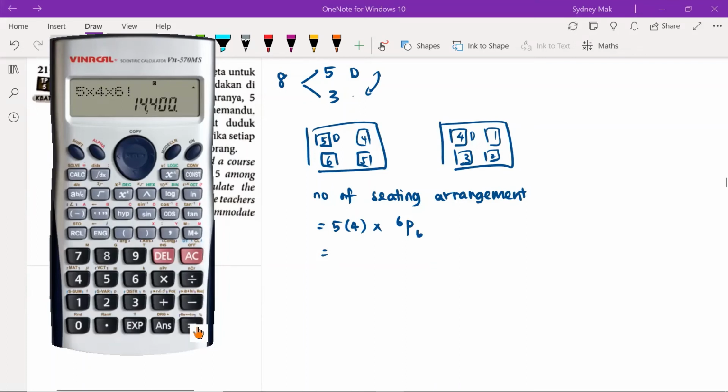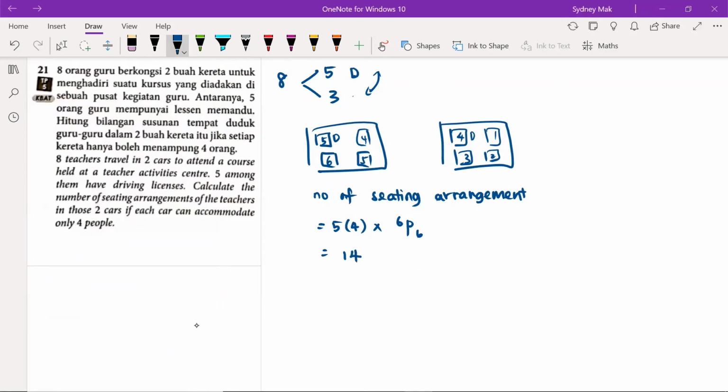That gives us 14,400 ways to arrange the sitting position of the teachers. That's it for question number 21.